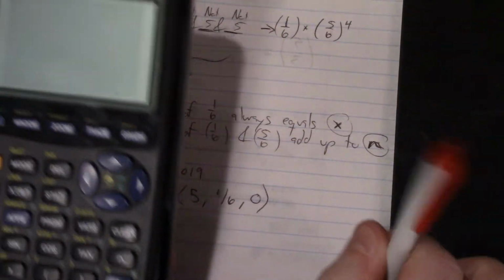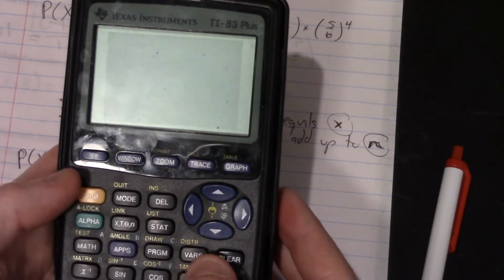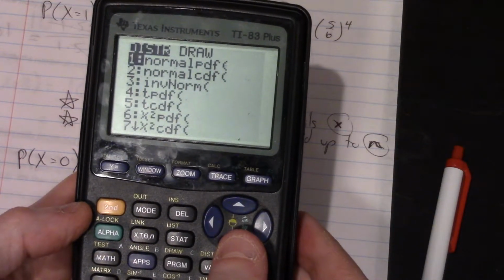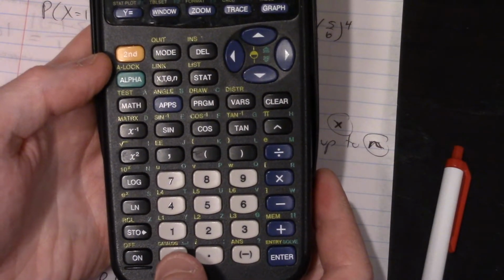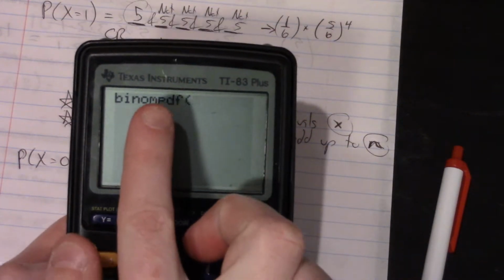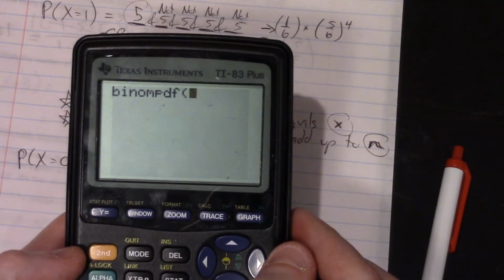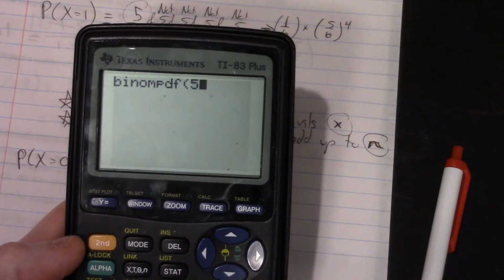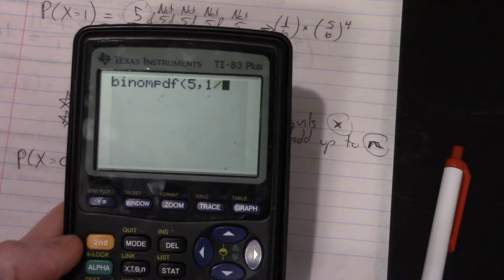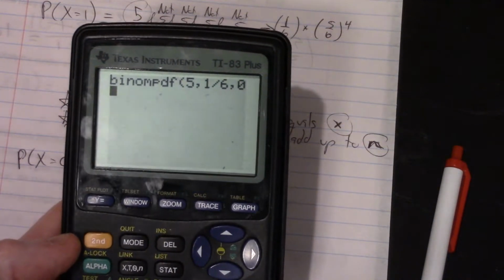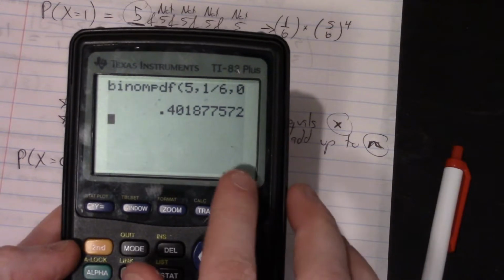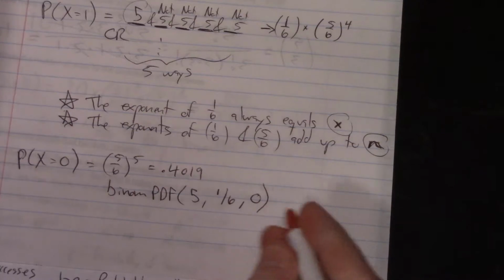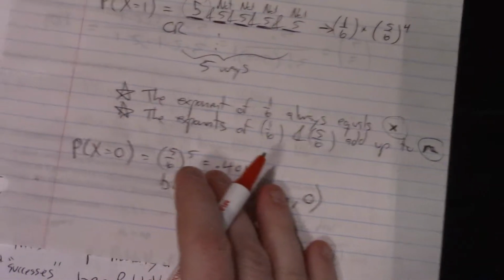So let's type that in. So we're going to press second, vars, and then if you know that binomial PDF is number 0, you can just press 0. And it'll bring you right to binomial PDF, and you don't have to scroll through it. You can still scroll through and select it also. So we want n to be 5, we want p to be 1 divided by 6, but now we want 0 successes. And again, we get 0.4019. So we get the exact same thing.